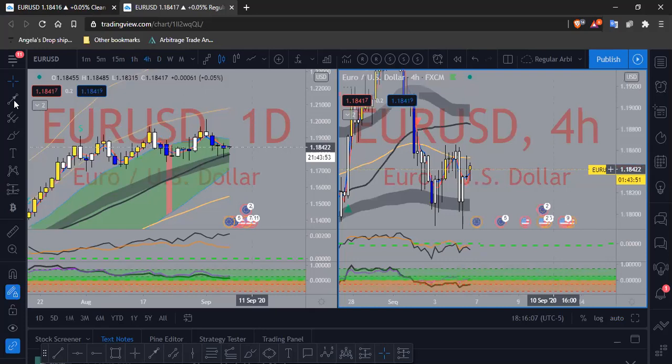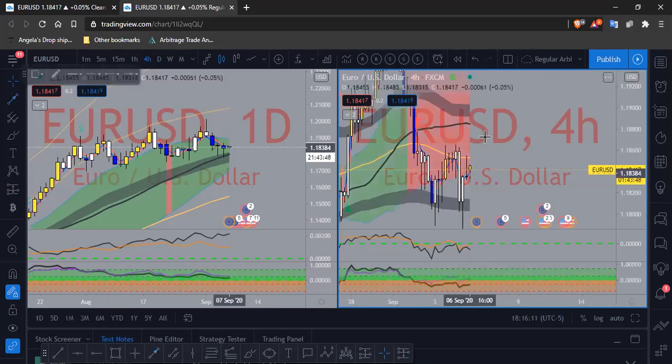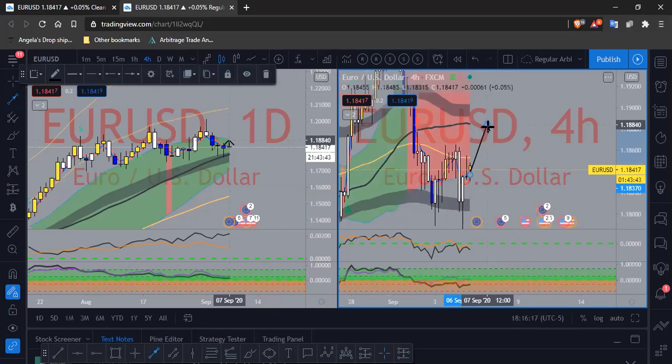Yeah, and I still like it. I don't know if anybody remembers, but from last week I kind of said that I wanted to see price come up to the RSI line, or even possibly to the upper danger zone right here, and then drop, and then continue to drop.